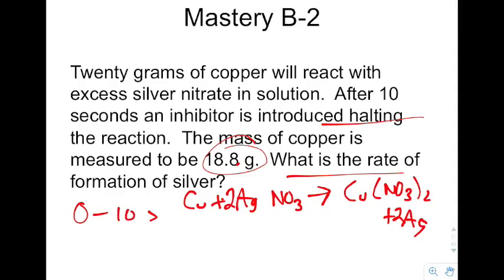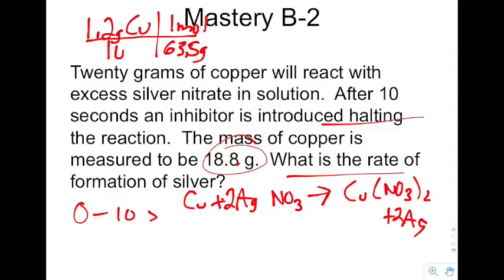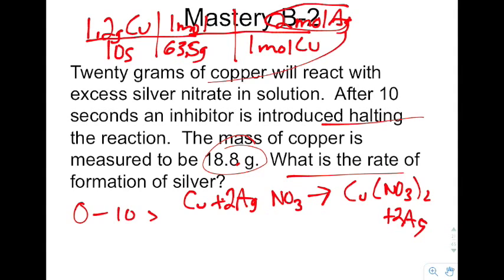So I can look and I can say, okay, I had 1.2 grams of copper actually react. I can use the molar mass of copper of 63.5 grams to say that's how many moles of copper reacted. Now that is in 10 seconds. So once you do that, you know how many moles of copper reacted. But for every 1 mole of copper that reacts, you have 2 moles of silver that react. So you need to be able to take this and multiply it out, and that will give you the average moles of formation that form every second.